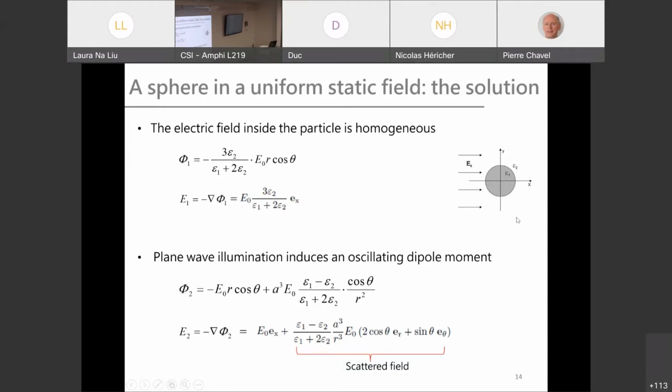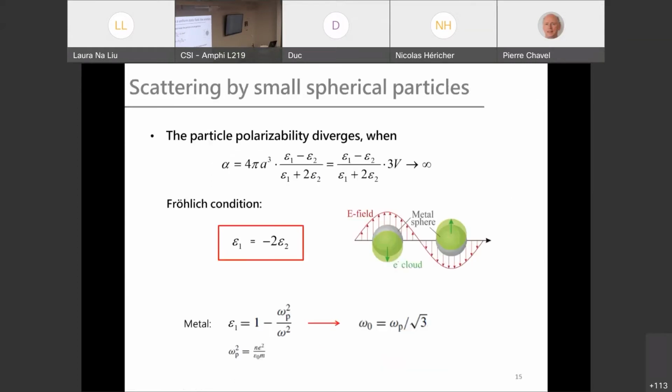when it interacts with the incoming light. So then the resonance takes place when the Rayleigh condition is fulfilled. That means the particle polarizability will diverge. So the denominator is epsilon1 plus 2 epsilon 2. So that means this will go to 0. And then we get this Rayleigh condition, that is epsilon1, which is equal to minus 2 epsilon 2.